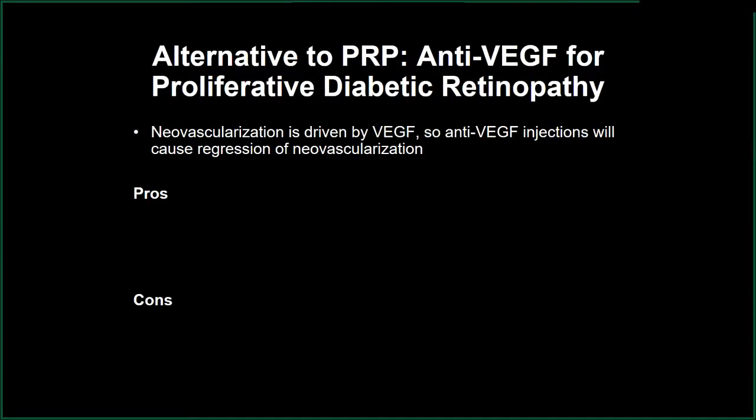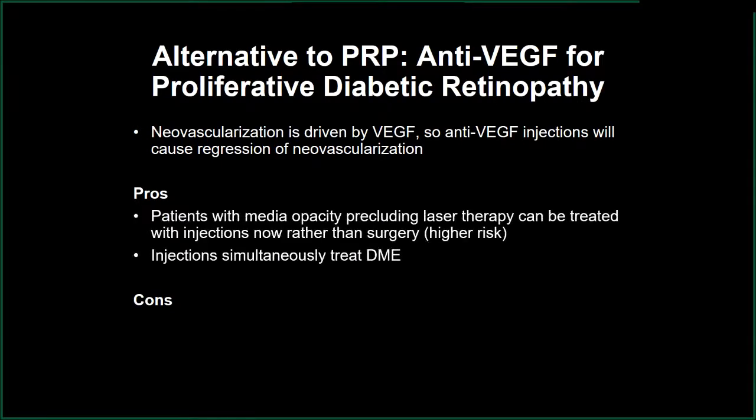Compare that to the alternative. So this is what's arisen in the last few years. We use anti-VEGF for diabetic macular edema, but VEGF also drives neovascularization. So can you use anti-VEGF injections to treat PDR? Absolutely you can. Without a doubt you can. You can cause regression of neovascularization with anti-VEGF. I'm going to speed up a little bit so we have time for our last section.